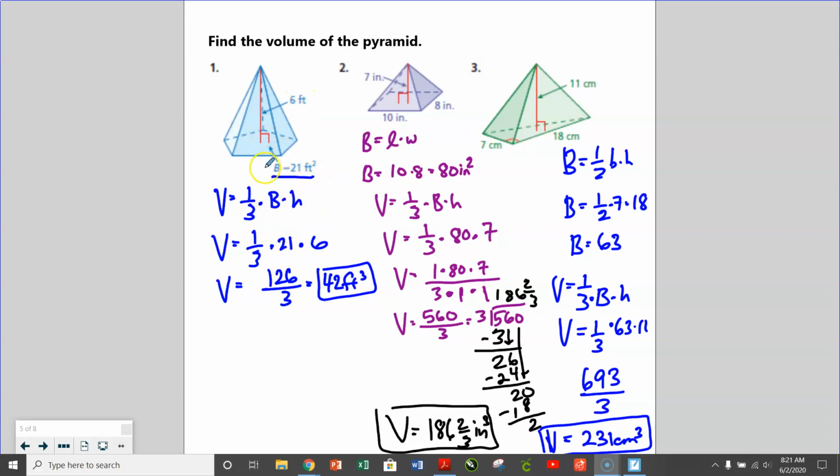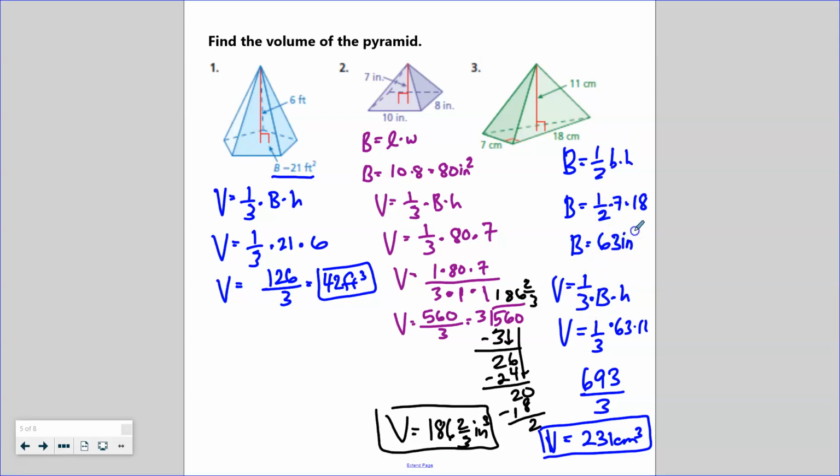This is pretty straightforward. It gave us B, and the area of the base was 21 feet squared, right? This pentagon down here. And 126 was divisible by 3, so it goes to 42. Same thing over here. I found out the area of the base was the right label on there. All right, 63 inches squared. Use our volume formula, and we say that it is going to be 693 divided by 3, which is 231 centimeters cubed, cubic centimeters.